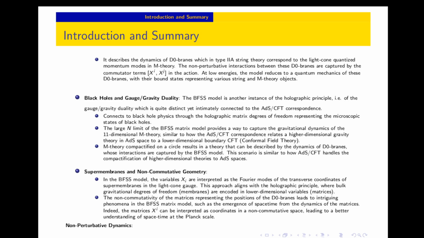Third, supermembranes and non-commutative geometry. In the BFSS model, the variables xi are interpreted as the Fourier modes of the transverse coordinates of supermembranes in the light cone gauge. This aligns with the holographic principle, where bulk gravitational degrees of freedom, such as membranes, are encoded in lower dimensional variables, such as matrices.